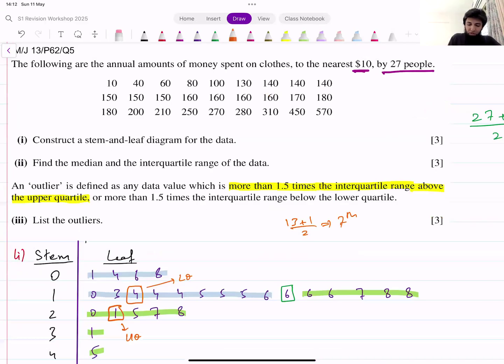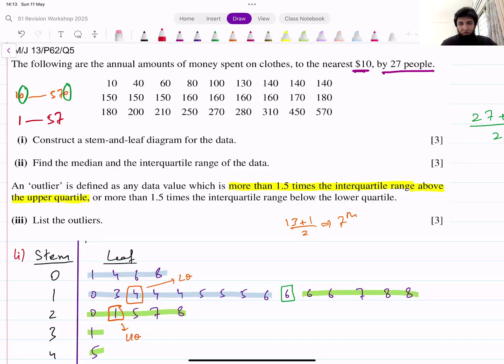Now, what's the smallest value in the data? That's 10. Largest value in the data? That's 570. These are the smallest and the largest values. How do we think about what to put in stem and what to put in leaf? If you say the last digit only is going to come in the leaf, then in the stem you have data from 1 to 57.